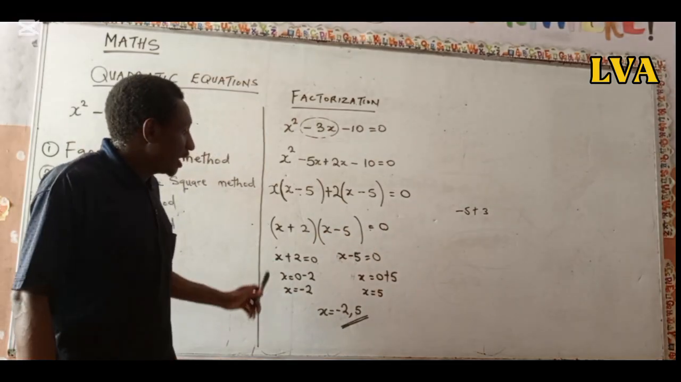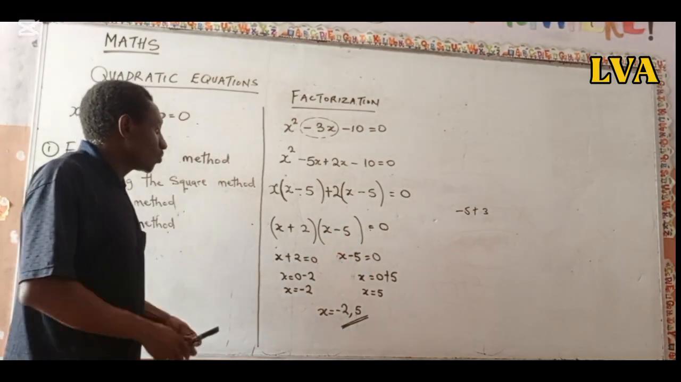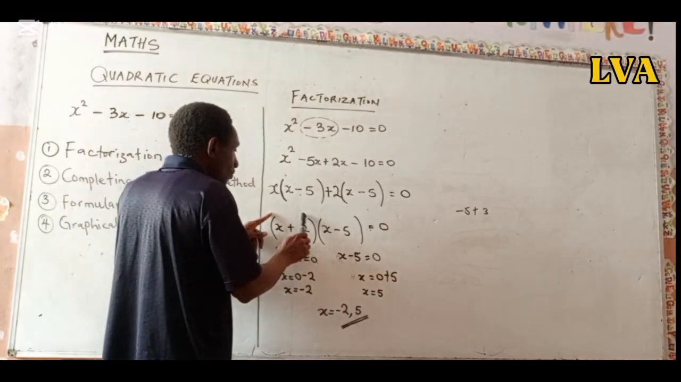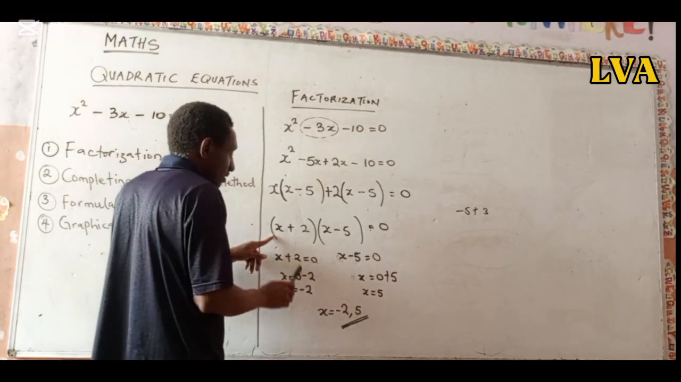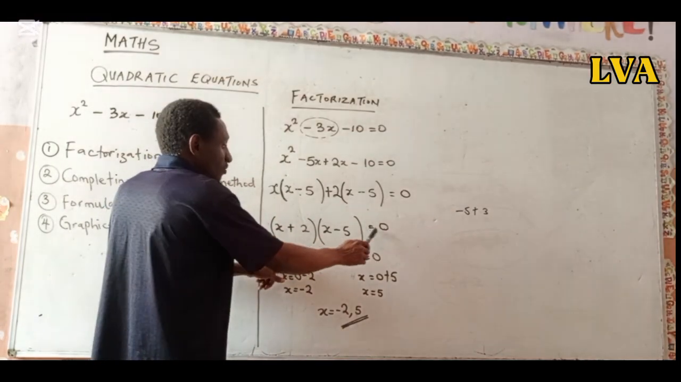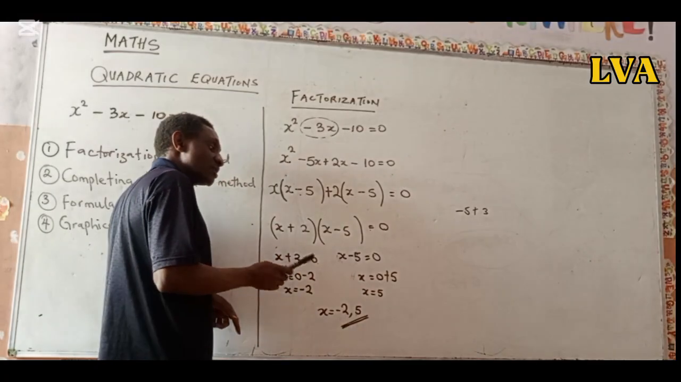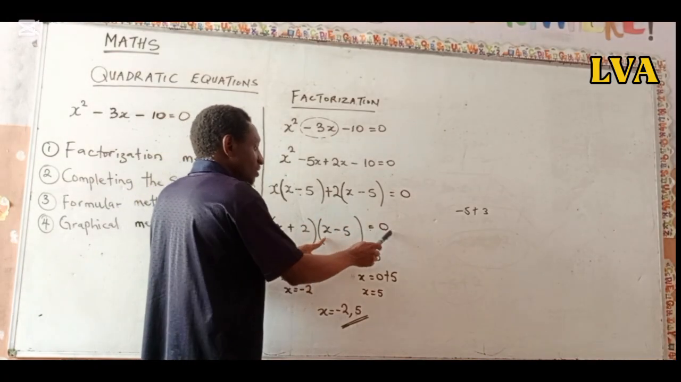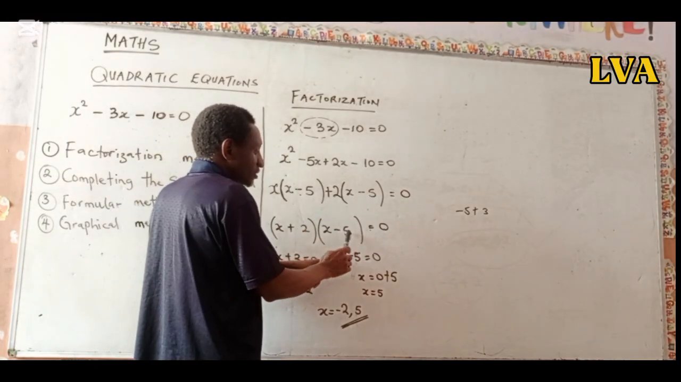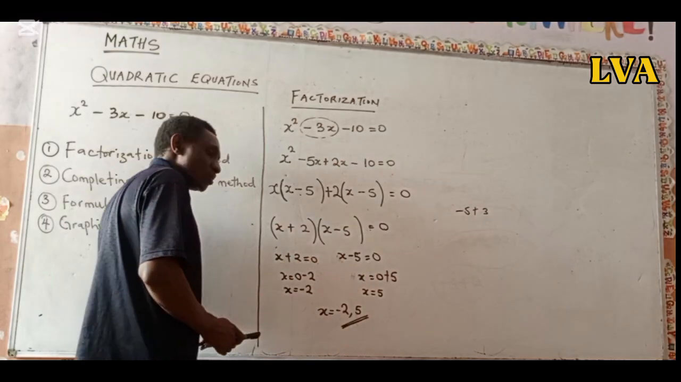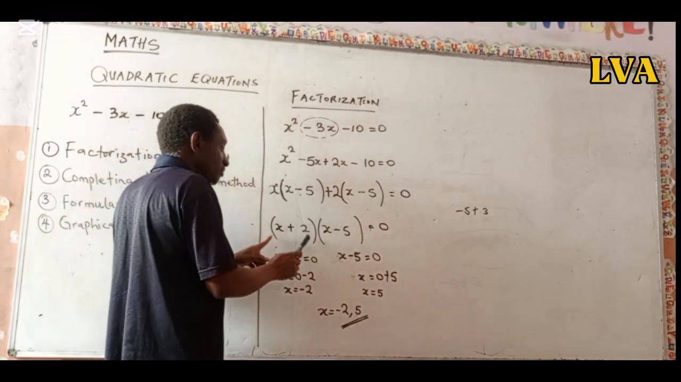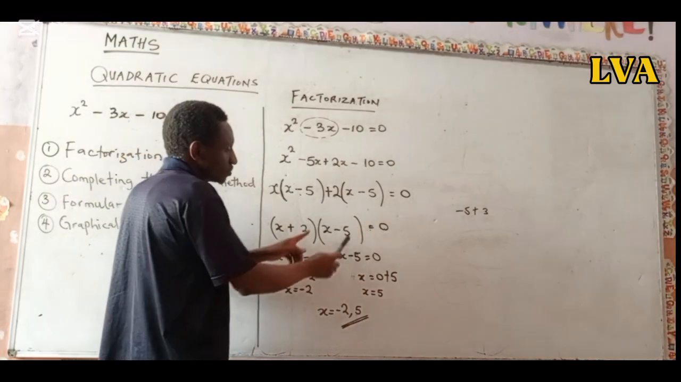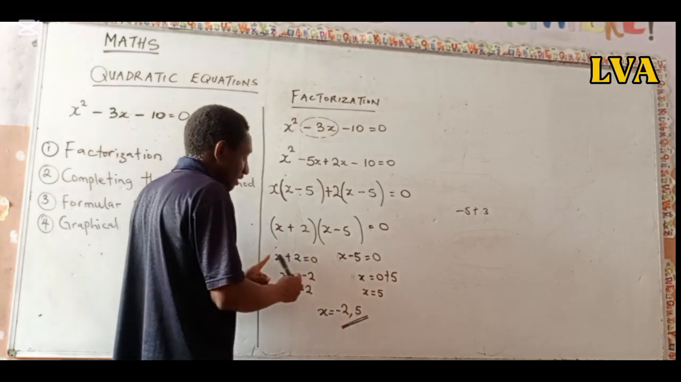0. Now, at this point, since we have 2 brackets, I will equate the first bracket to 0, so that I have x plus 2 equal to 0. And then I do the same thing for the second bracket. Equate the second bracket to 0, so that I have x minus 5 equal to 0. So what did I do? I just simply took the first bracket, equated it to 0, took the second bracket also, equated it to 0, so that I have this and I have this.